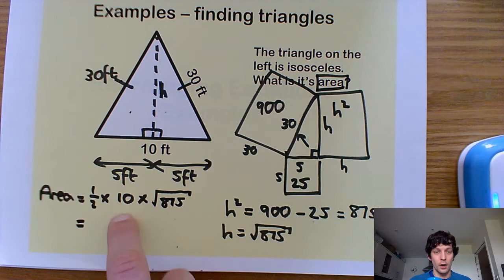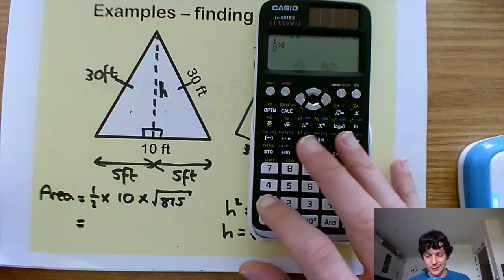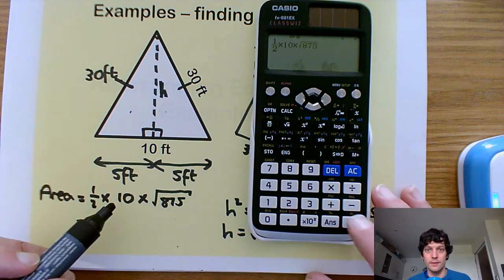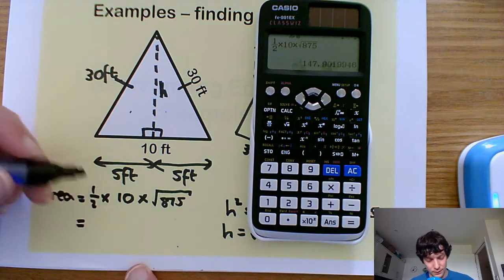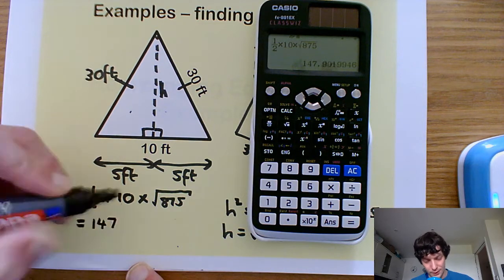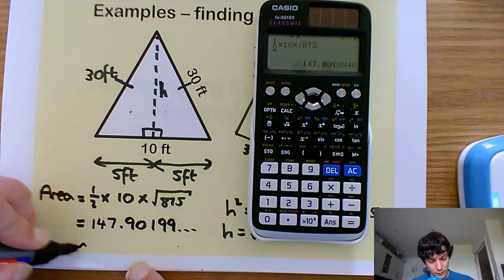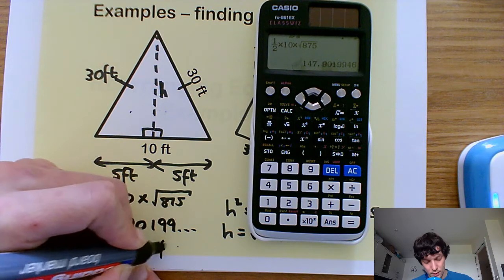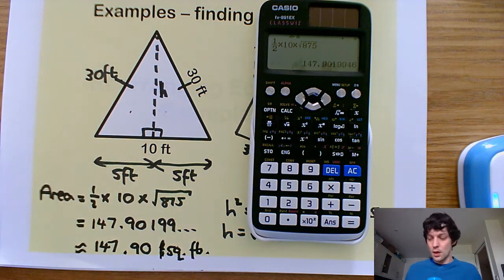Okay, I could do half times 10 and know that that's 5, but let's just put it all into my calculator as it appears there. So a half times 10 times root 875. My calculator tells me that's 25 root 35, or if I turn it into a decimal, 147.90199, and so on. So it's rounding off to 147.90 square feet.